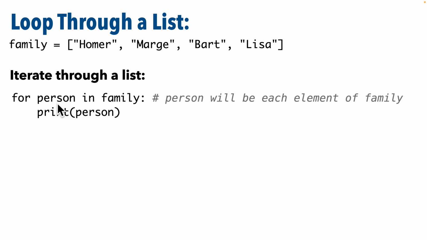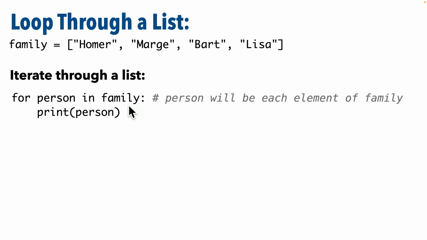But this variable is not going to hold an index, it's actually going to hold an entire element of the list. So instead of giving it a name like i or x or index, since this is going to hold a person in the family, I'm going to give it the variable name person. Then just like before, we follow it with the keyword in, but after that we don't have a range. We just enter the name of the list. That's family here, with a colon at the end.